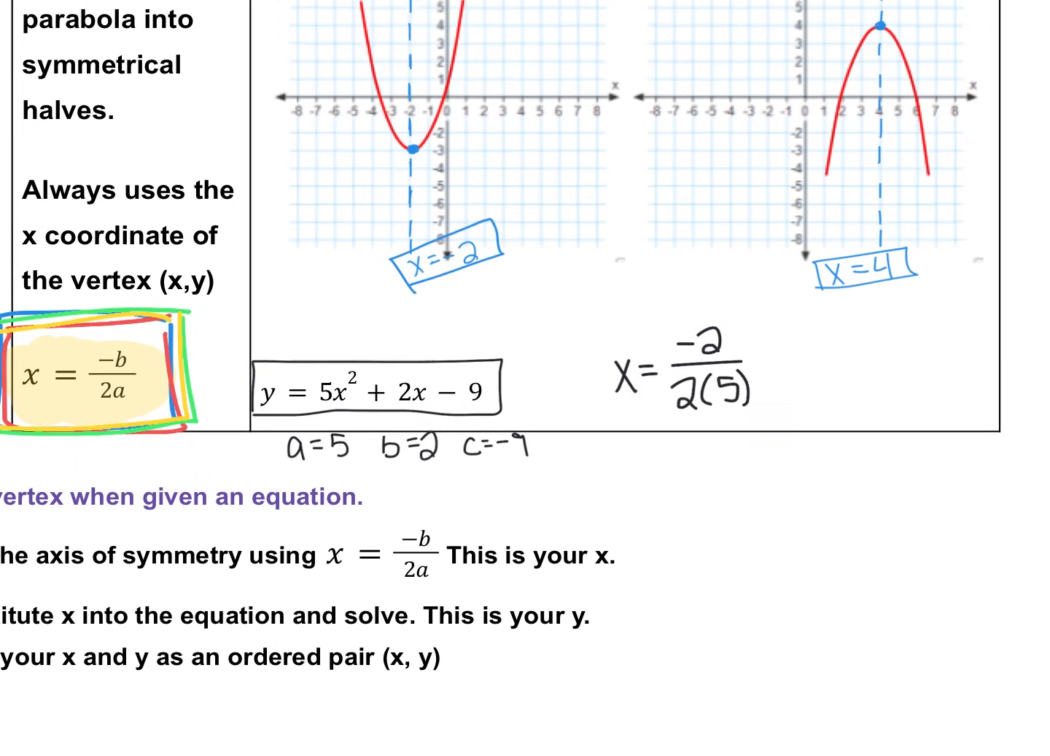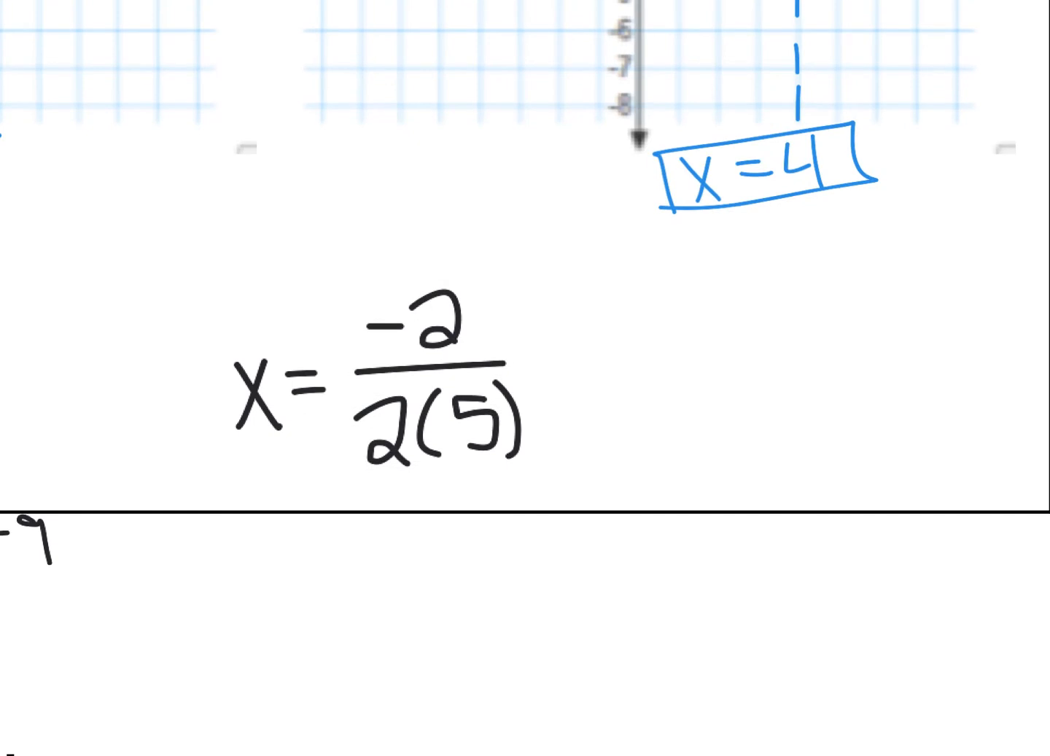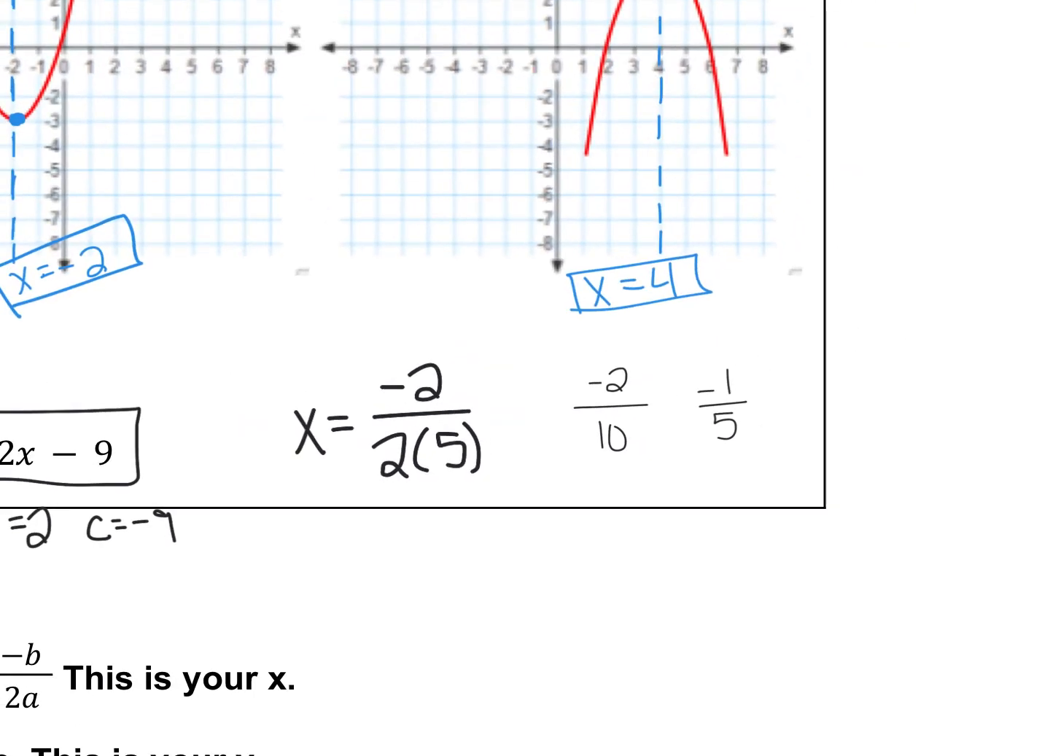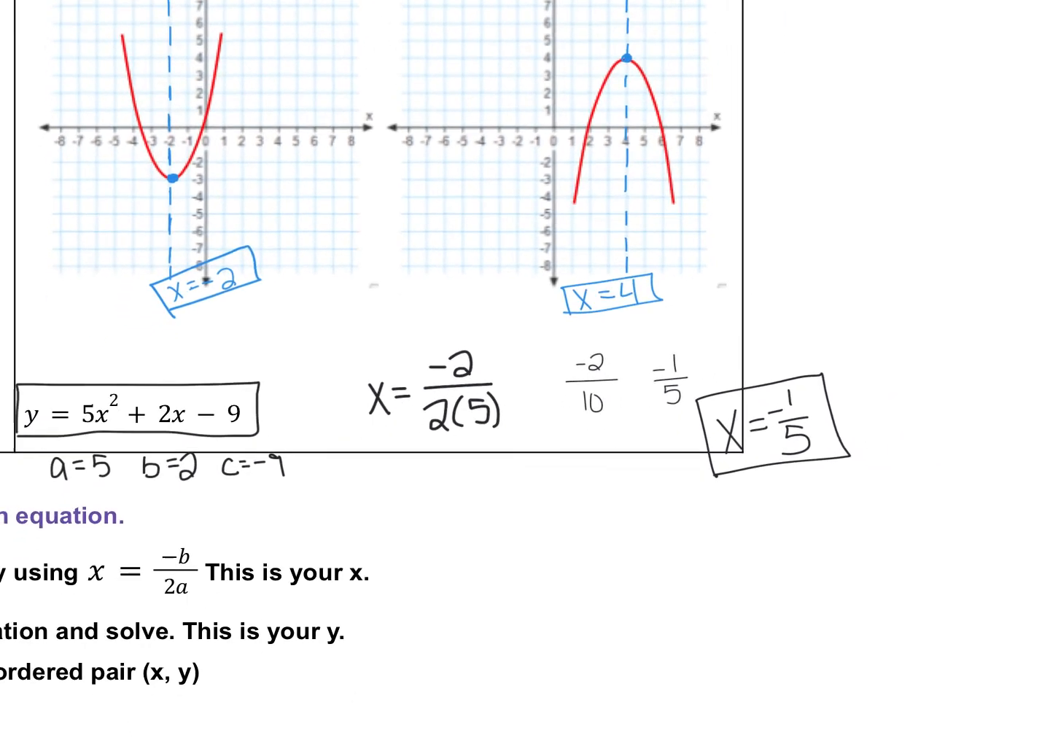And now we're going to go ahead and solve it. Remember, multiplication is going to come first because we can't do that division yet. So we have -2 over 2 times 5, which is 10. And then we always try to simplify if we can. This will be -1 over 5. So in this case, our axis of symmetry is going to be a fraction, and that's okay. It's going to be x equals -1 over 5. But that would be really hard to find if it was on a graph, which is why we need to allow for having an equation. It just makes that a little bit more exact.